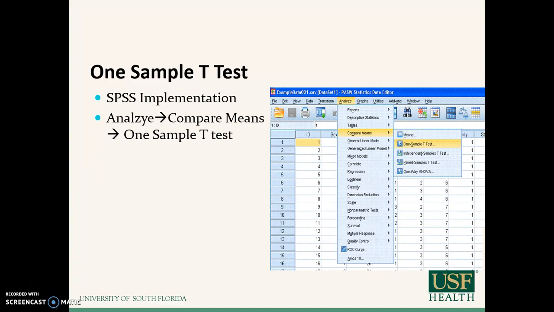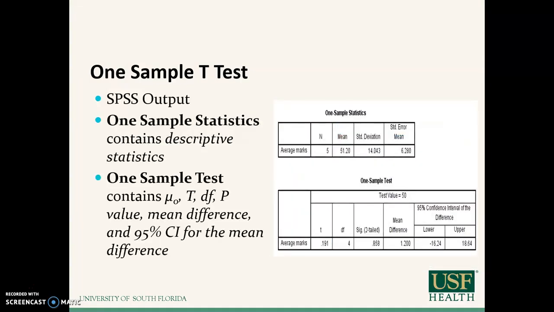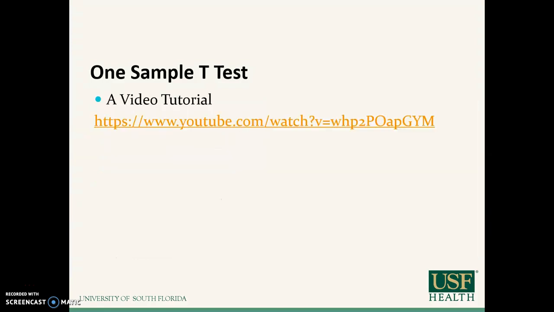So basically, the one sample t-test is very easy to do in SPSS. Just click Analyze, Compare Means, and select one sample t-test. And then you can get output that looks like this. One part gives you the one sample statistics. Basically, they're descriptive statistics with sample size, mean, standard deviation, and standard error mean. And then you get another table that's the test result. You get mu0, t, degree of freedom, p-value, mean difference, and even the 95% confidence interval for the mean difference, okay, for the mean actually.